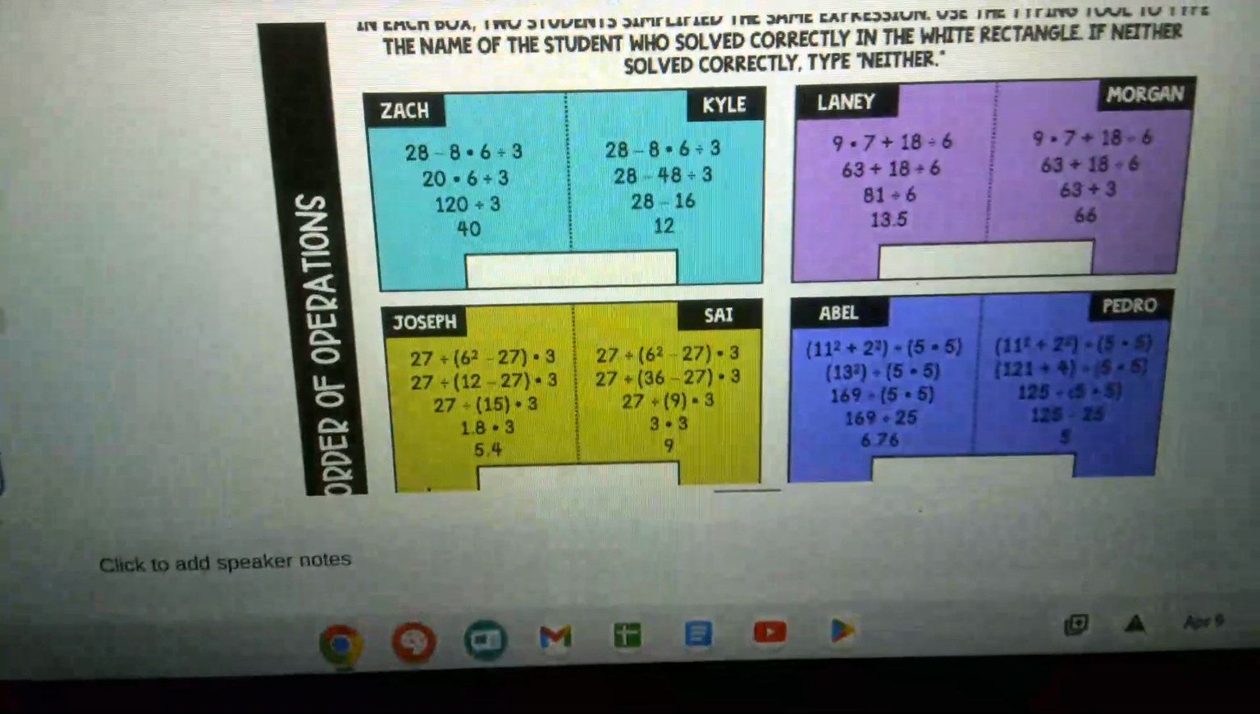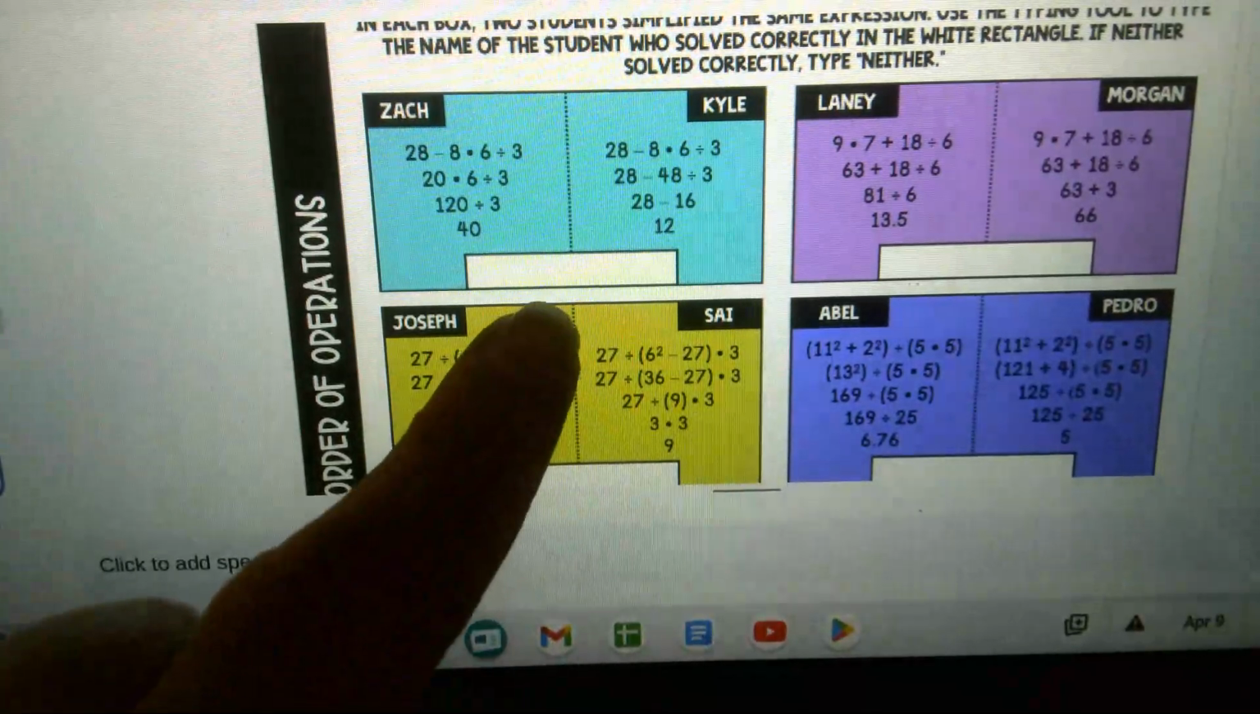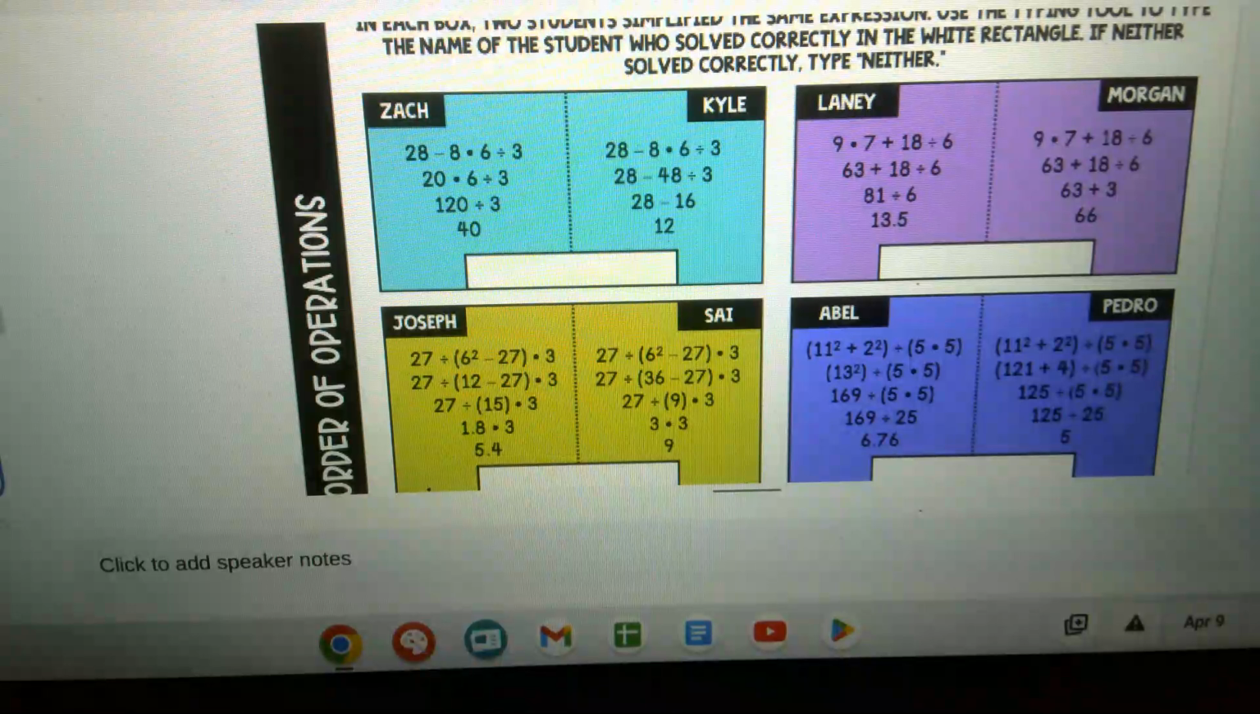Those are things that you could do. Say, oh, this person did theirs wrong. Just tell me what they did wrong. Write the name of the person that got it right here, and then on the paper, tell me what the other person did wrong. So if you think Zach was correct, you put Zach there, and on the back, if you think Kyle was wrong, you could tell me why you thought Kyle was wrong.